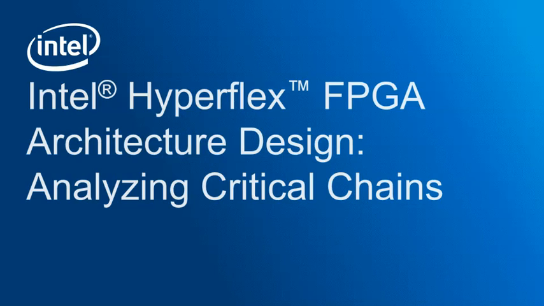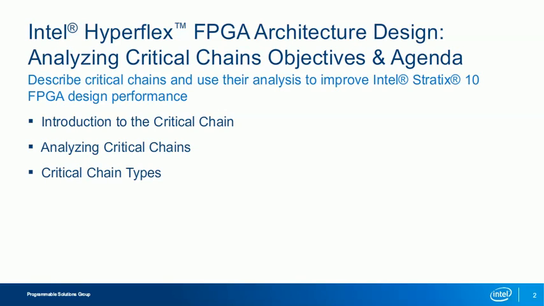During this training, we will start with an introduction to the critical chain, in which you will learn what is meant by the term critical chain with regards to the Stratix 10 Hyperflex architecture. In the next section, Analyzing Critical Chains, you will learn how to read critical chain reports generated by the Hyper Retimer to interpret their structure. And finally, by the end of the last section, Critical Chain Types, you will know the 4 types of critical chains and be able to fix them so as to improve your Hyper Retimer results.